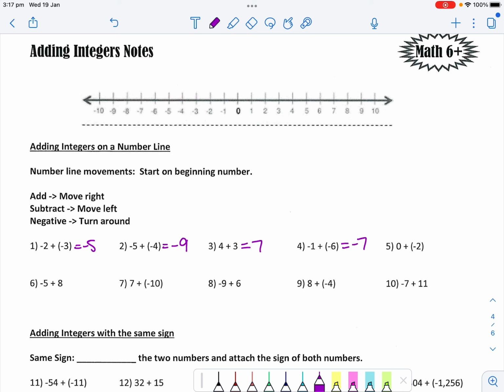0 plus -2. So 0, 1, 2. -5 plus 8, so I'm going to start at -5 and I'm going to go 1, 2, 3, 4, 5, 6, 7, 8. So I landed at +3. 7 plus -10, so here I am at 7. So 1, 2, 3, 4, 5, 6, 7, 8, 9, 10. So I landed at -3.